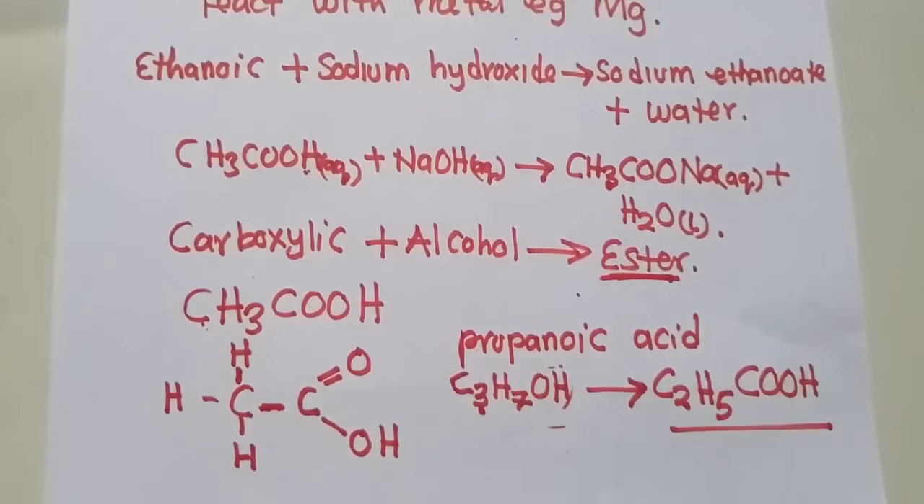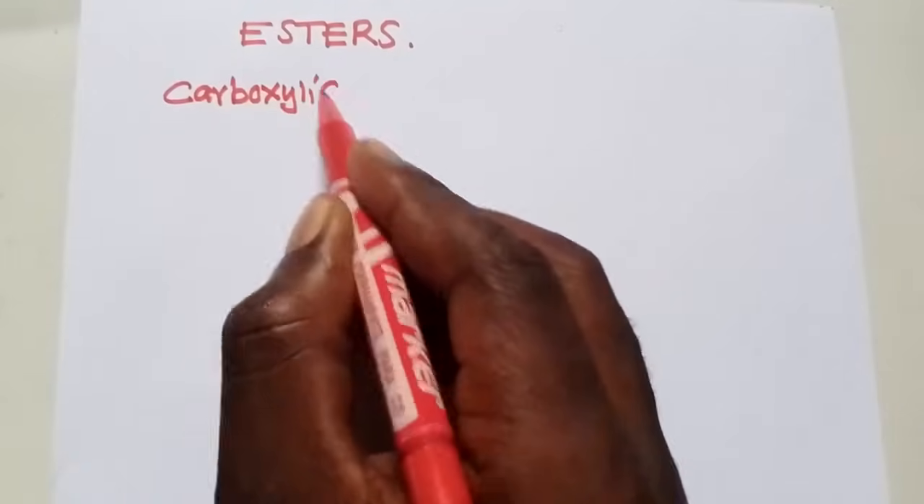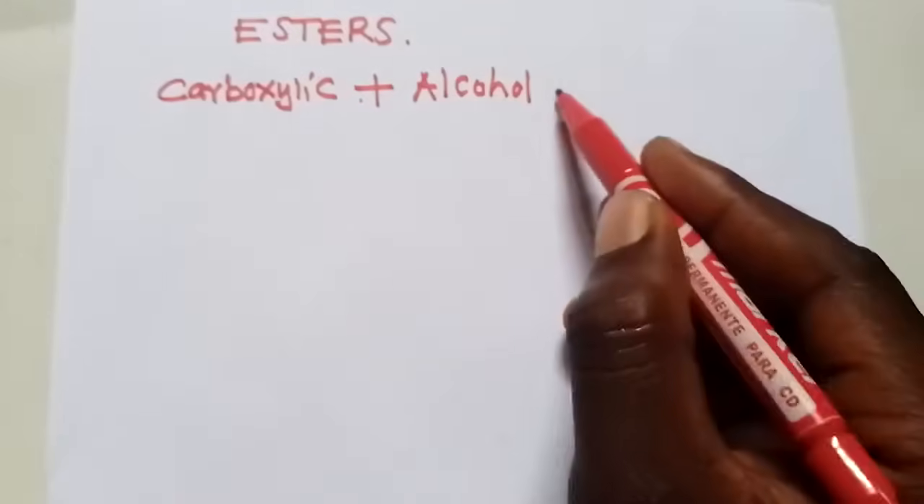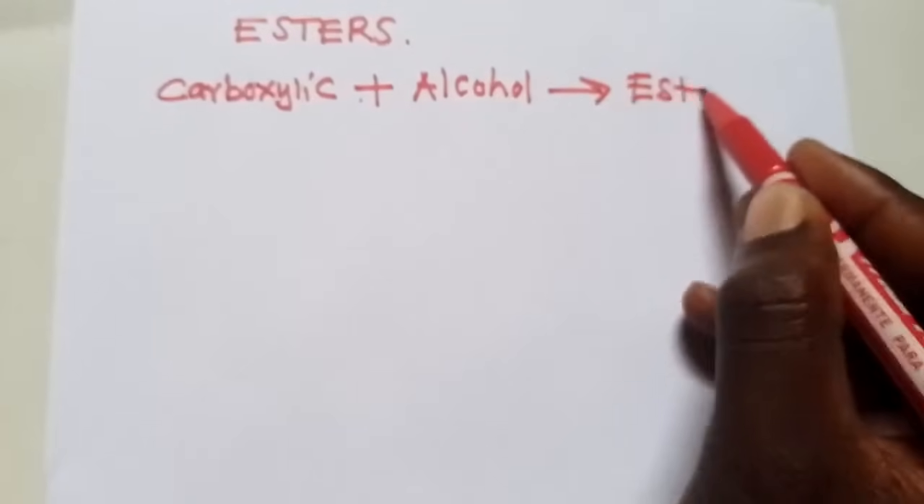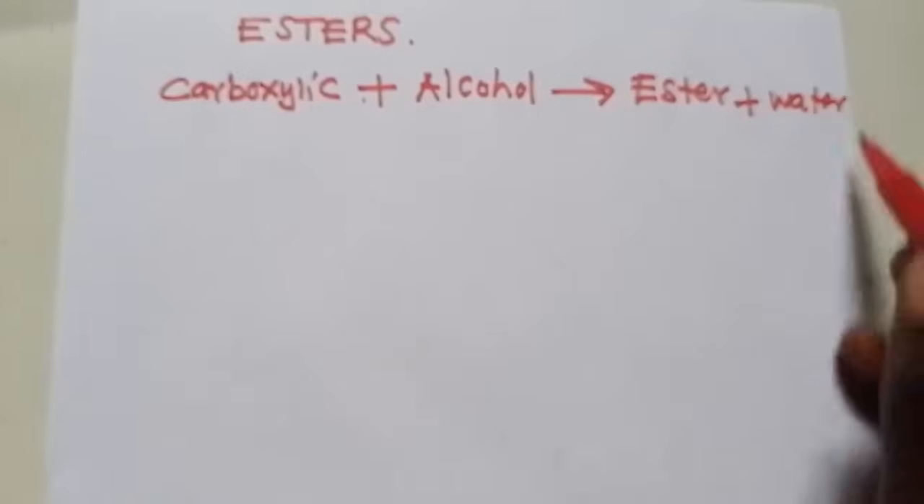I wrote something where I said, when a carboxylic acid reacts with an alcohol, what is produced is an ester. Now, how do we come up with esters? The process is called esterification. Let us look at how esters are formed. When a carboxylic acid reacts with an alcohol, an ester is produced plus water.